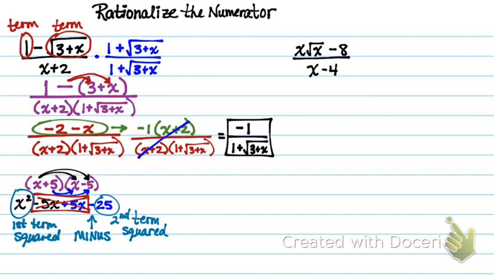Let's go look at this other one. Same exact pattern here. I have one term right here, and I have another term right here. So when I multiply by the conjugate, I'm going to have x square root of x plus 8, top and bottom.